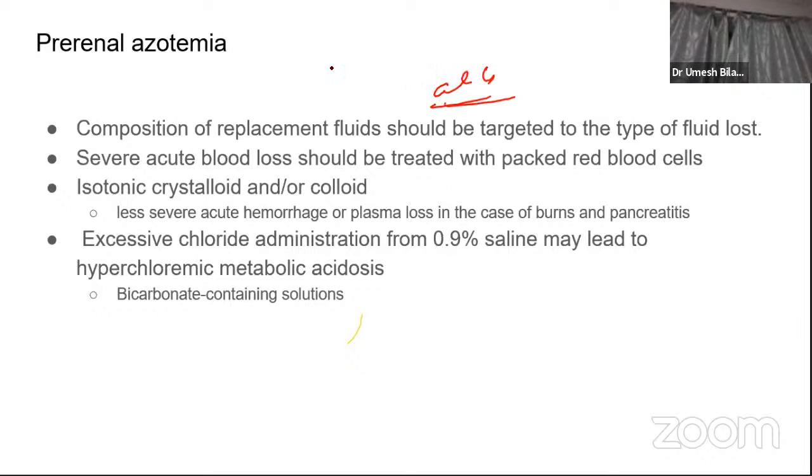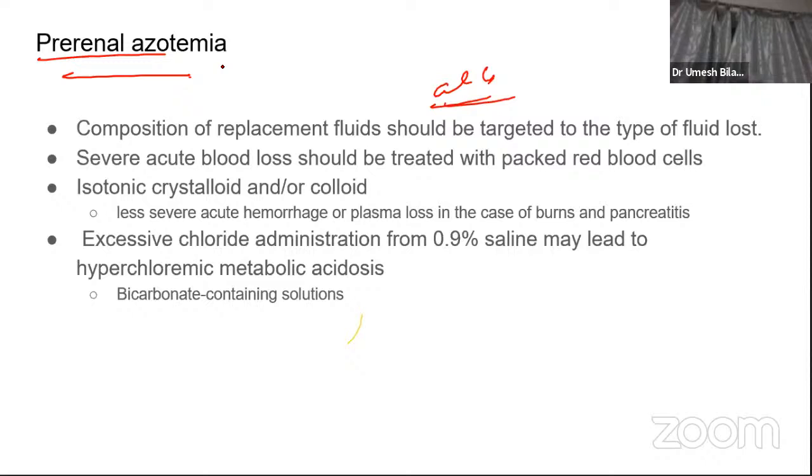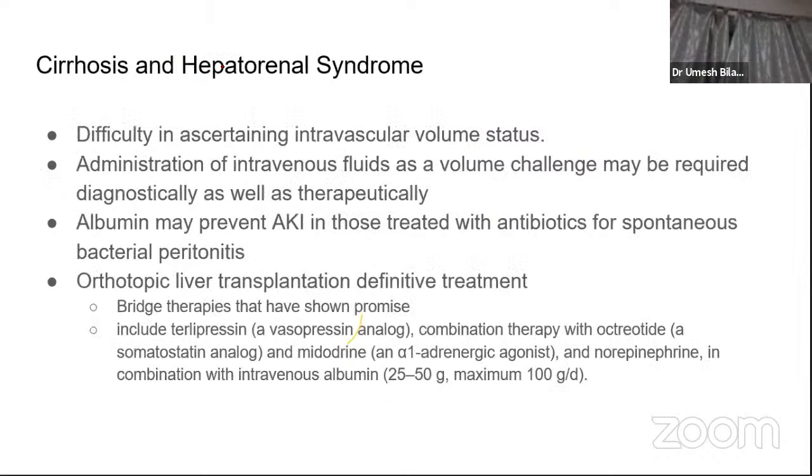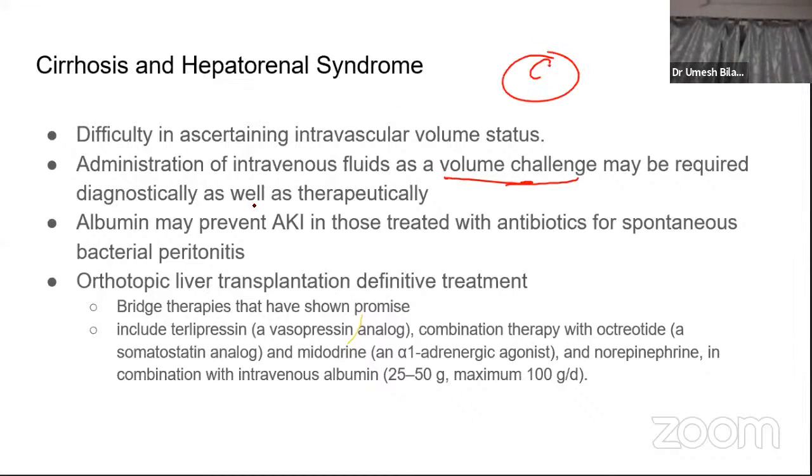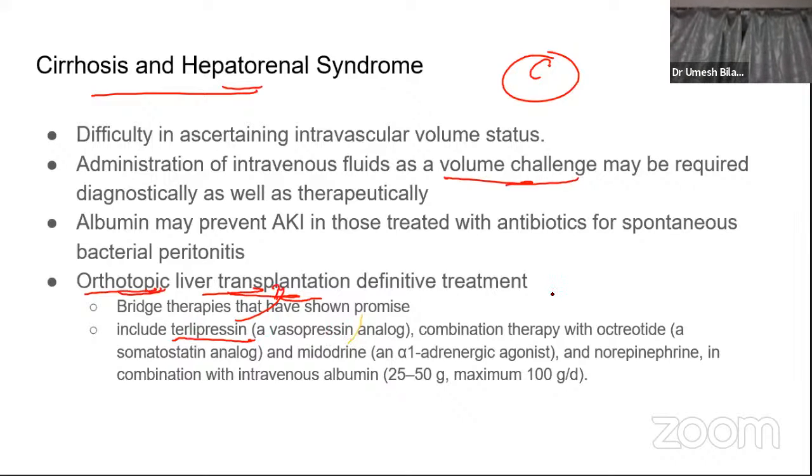Albumin is not indicated in pre-renal azotemia, but it is indicated in cirrhotic patients who have a lot of third space accumulation of fluid. If they develop renal failure, then albumin is a better choice rather than just giving NaCl. Of course, if they develop hepatorenal syndrome, liver transplant is the correct treatment. Of course, you can give these drugs till the patient undergoes liver transplantation. They can be maintained with this, given as a cocktail.